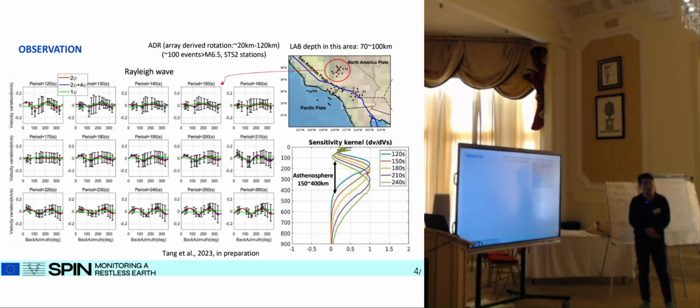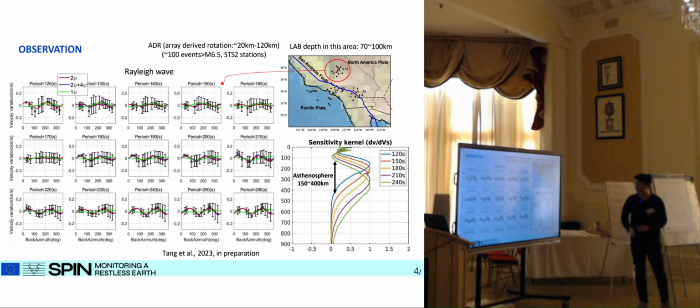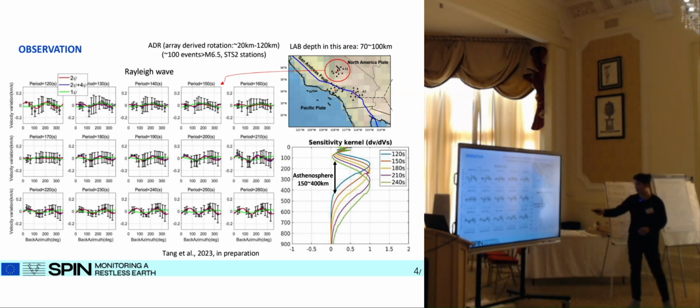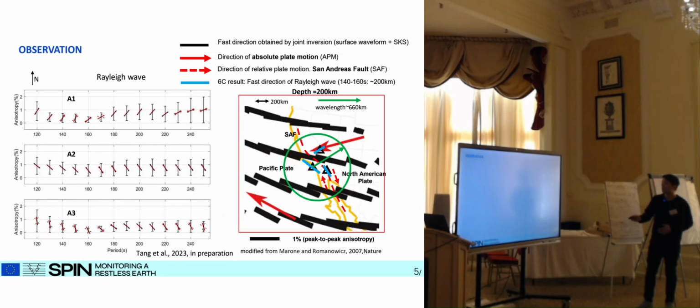I select 3 seismic arrays in Southern California, and use array-derived rotation to retrieve the rotational waveform. Looking at the observation, the phase velocity we got matches a 2% anisotropic Love... wave. In this frequency range, the most sensitive depth is the asthenosphere. This means that the faster direction of the Rayleigh wave is consistent with the plate motion direction or the mantle flow direction. And we can find the faster wave direction of the 3 seismic arrays.